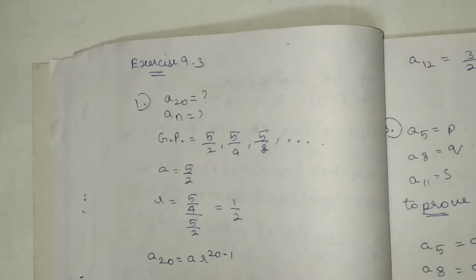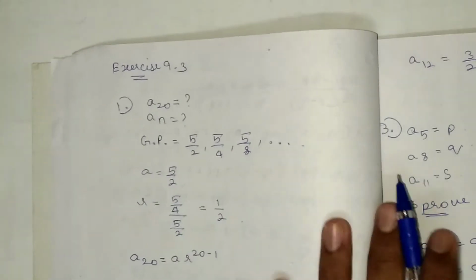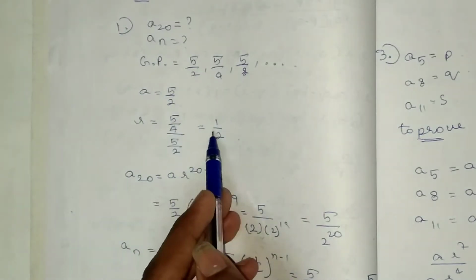Now let's get started. The first question says find the 20th and the nth terms of the GP. They have given us a GP and they have asked us to find the 20th term and the nth term. From this GP you can find the A, that is the first term, and you can also find the common ratio by dividing the second number by the first number. If you do that, you get A as 5 by 2, of course the first number, and the R, if you divide the second number by the first number, you get the R as 1 by 2.